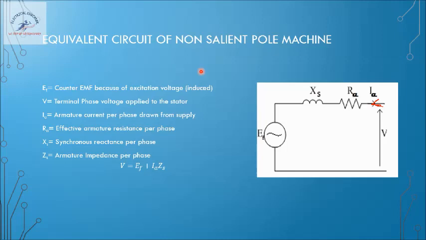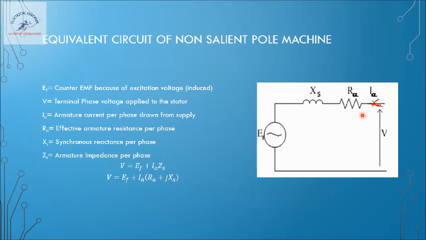Now if we apply Kirchhoff's voltage law to this circuit, which we call the equivalent circuit, V is the supply voltage. The algebraic sum of supply should be equal to the algebraic sum of drops. So it is equal to EF, because EF is the counter EMF, it is opposing the cause of producing it. So this is the polarity. So V equals EF plus IA ZS. This is the voltage equation.